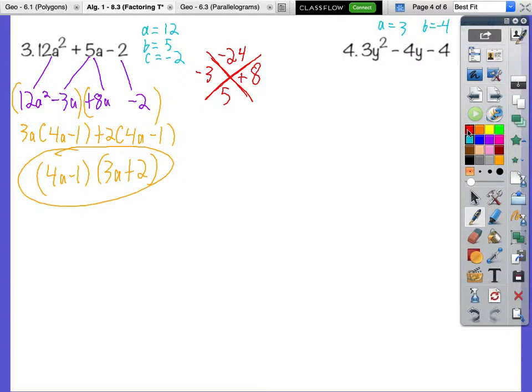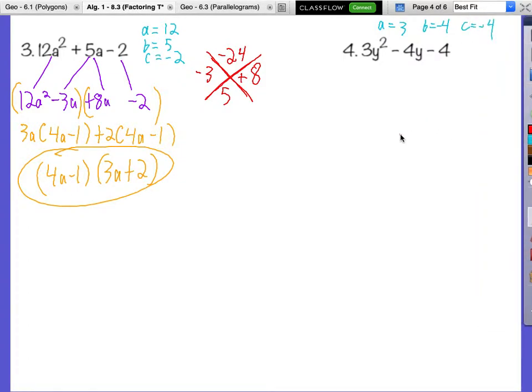So as we make our X here now, we continue on. What's going to go on the top? -12. We do A times C, so 3 times -4. What's going to go on the bottom? -4, whatever our B is. And now we need two numbers that multiply to -12 and add to -4. Well, if we're multiplying to a negative, what do we know about the two numbers? One's going to be negative, one's going to be positive.